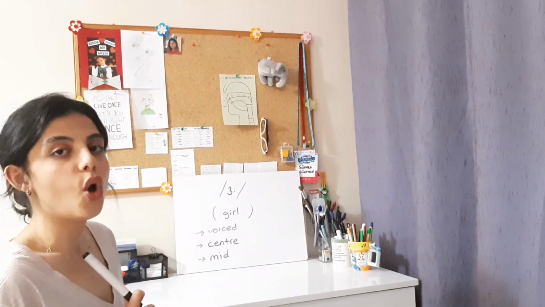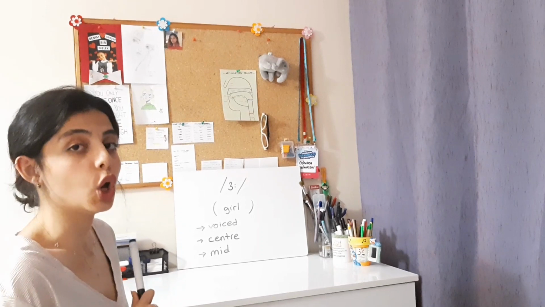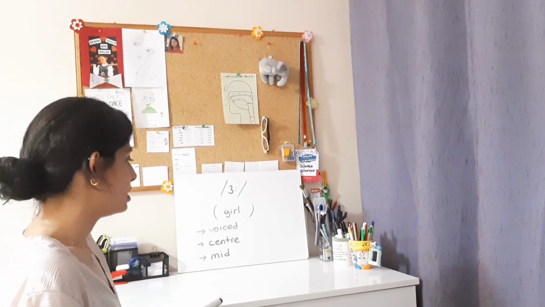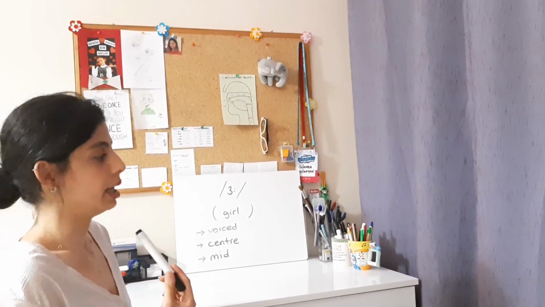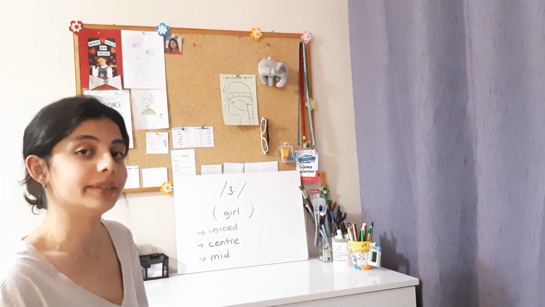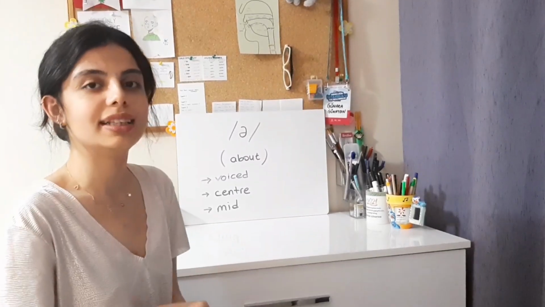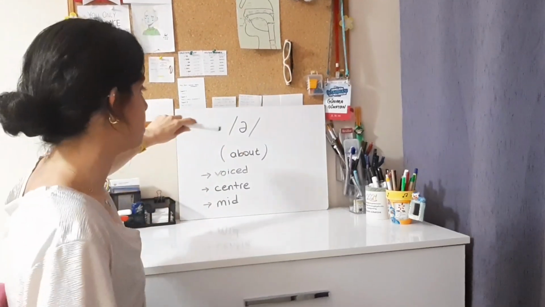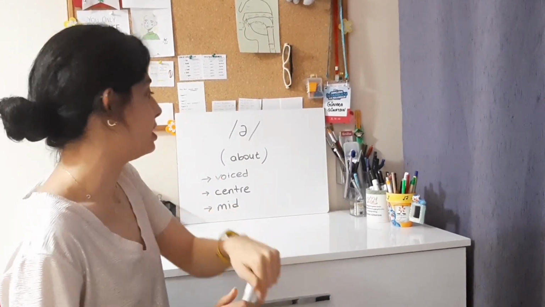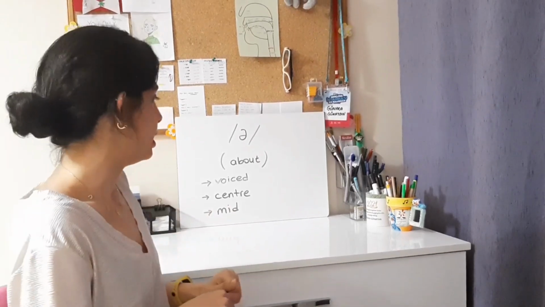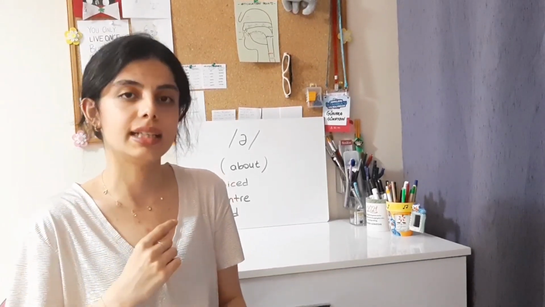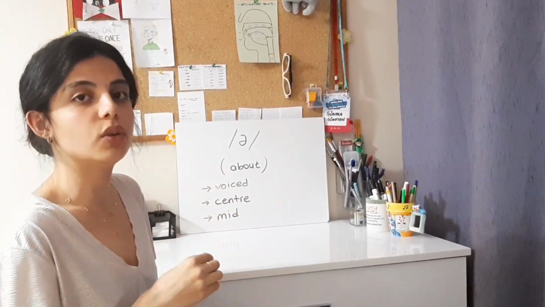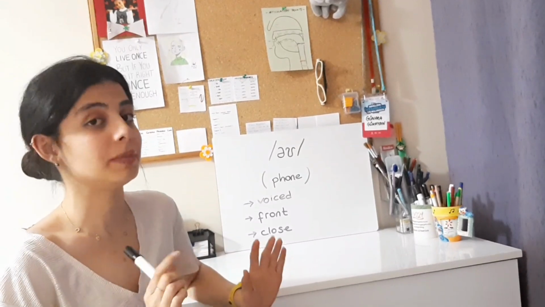It is as in girl. It's voiced, and it comes from the center of our mouth, and its manner of articulation is mid. Our last vowel is schwa, and its symbol is like that. Its example is but. It's a voiced sound and it comes from the center of our mouth, and its manner of articulation is mid. Now it's time to look at some diphthongs.